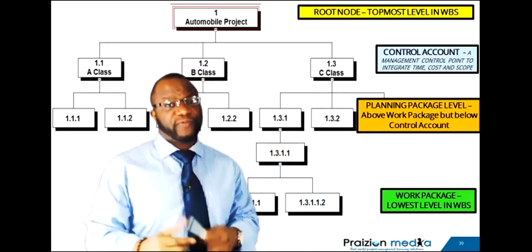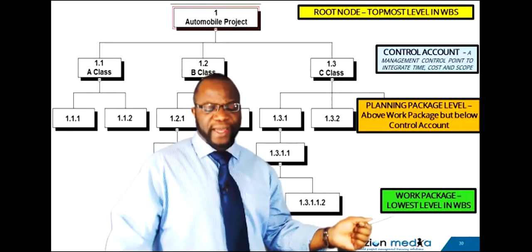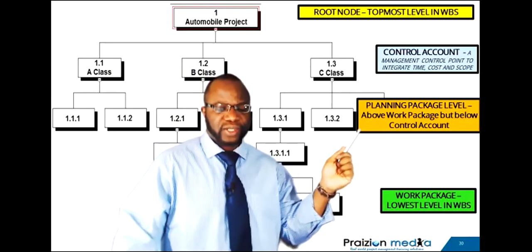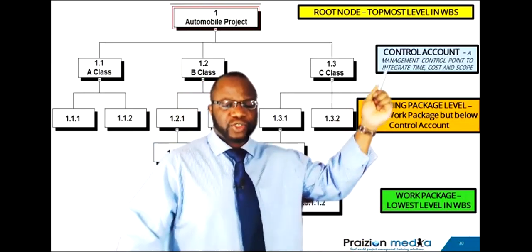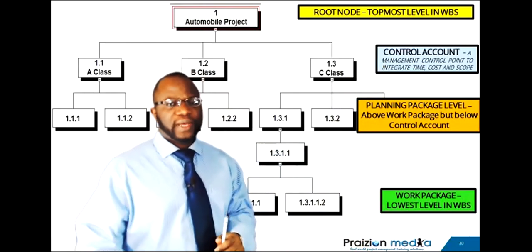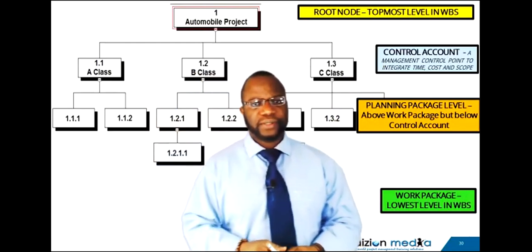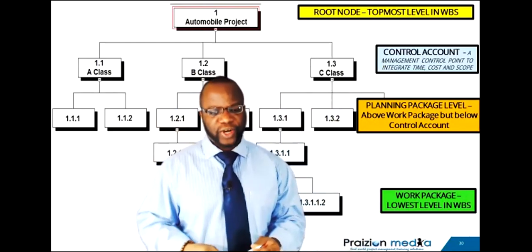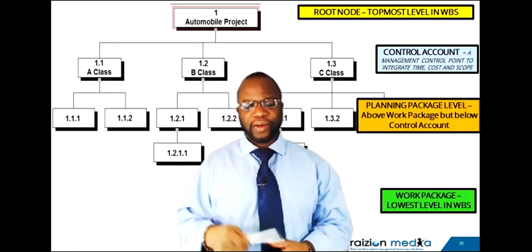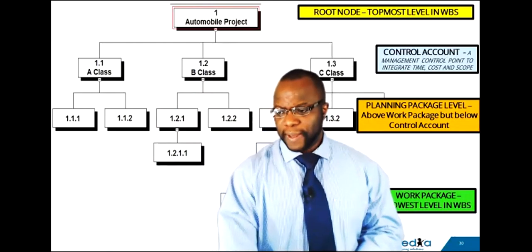Before your exam, my friends, know the hierarchy of where these things fit. The work package is the lowest level in the WBS. Above the work package level is the planning package level. Above that is the control account level, and above the control account level is the root node. If it is not one of these things, we just refer to it as a WBS component. So you have to get your hierarchy straight: RCPW, root node, control account, planning package, work package. Create a mnemonic for that, those of you who like mnemonics, okay?